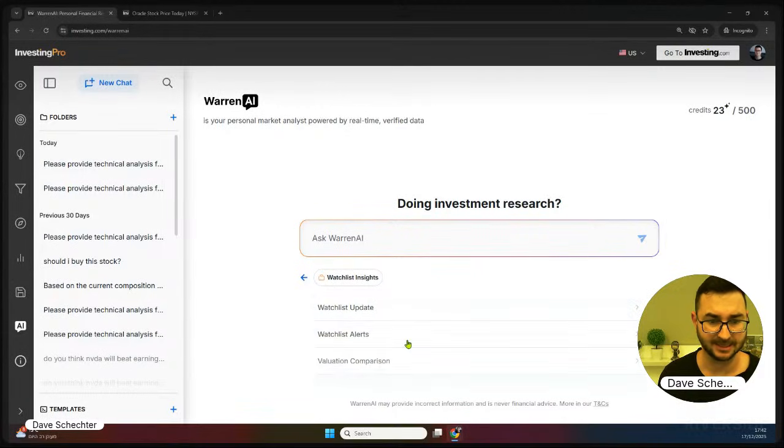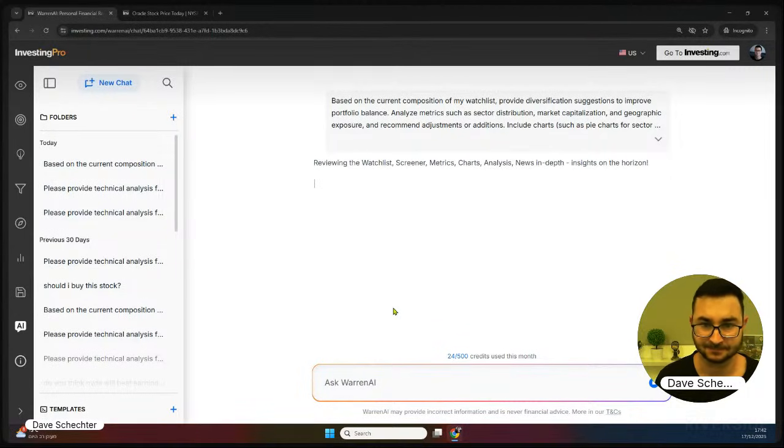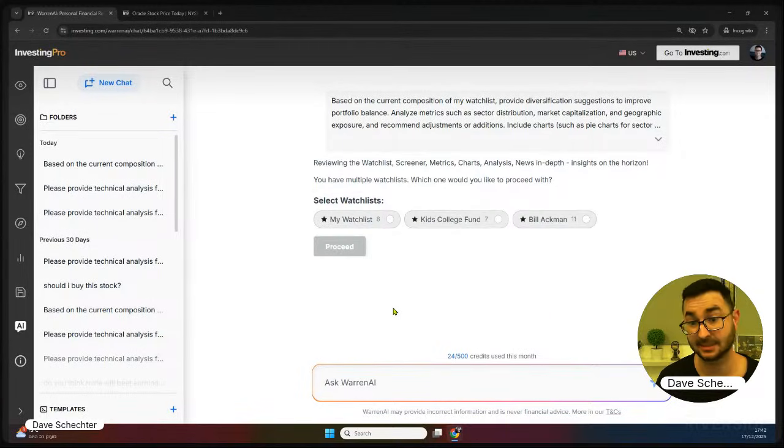So let's take a look at diversification strategy, right? So let's say I wanted to take a look at any one of my portfolios and see where I'm a little bit weak and where I might be able to improve. So Warren is going ahead and he's asking me which one of the three watch lists that I have. Why don't we take a look at where Bill Ackman can improve?